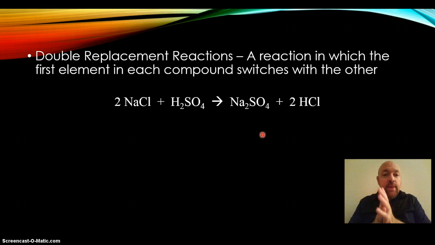And so those are our four types of reactions, and that's how you identify them, and that's what's going on. We'll practice some of this in class, and I will see you tomorrow.